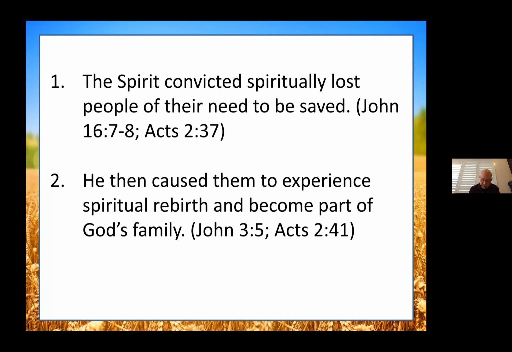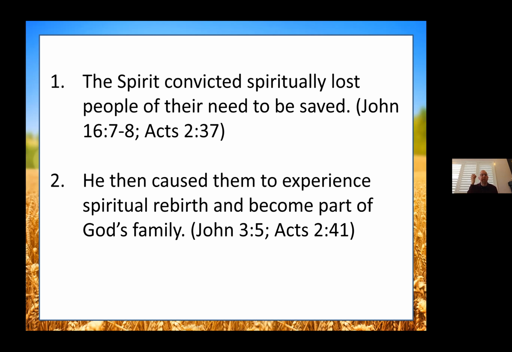And we see in verse 41 of Acts 2, the response of those people that the Spirit had convicted. He says, "So then those who had received his word were baptized. And that day they were added about 3,000 souls."